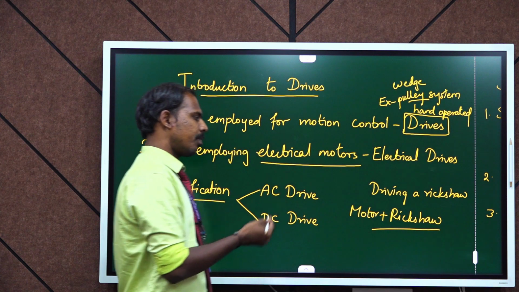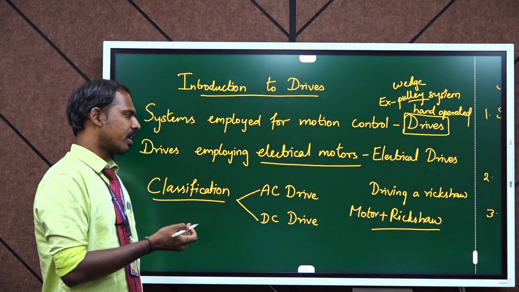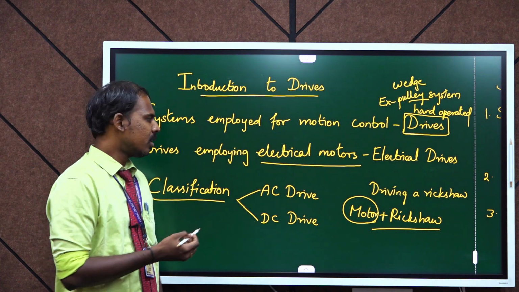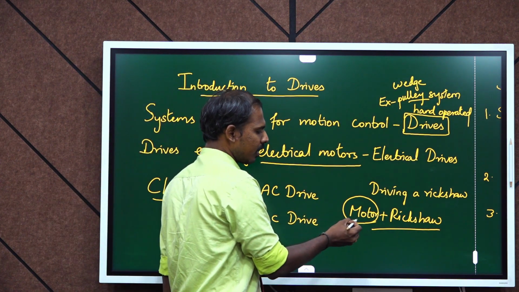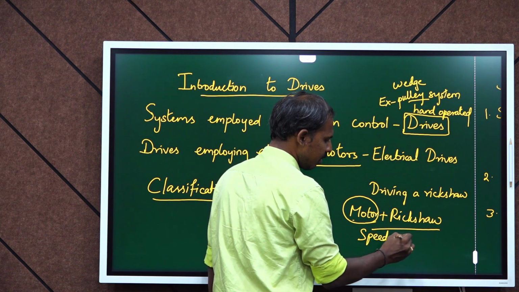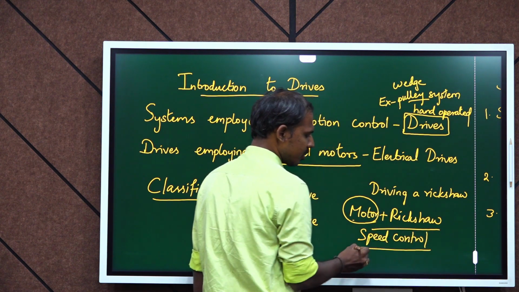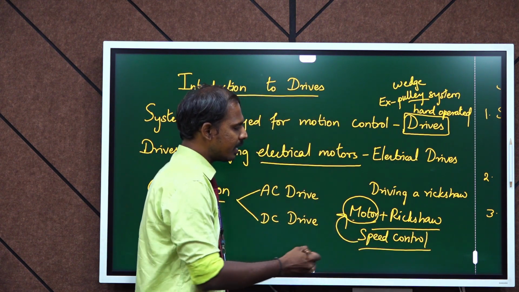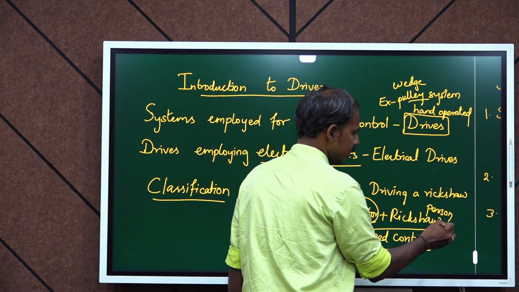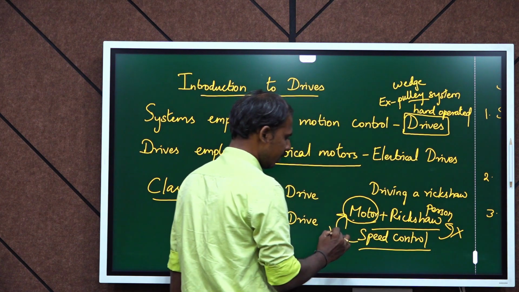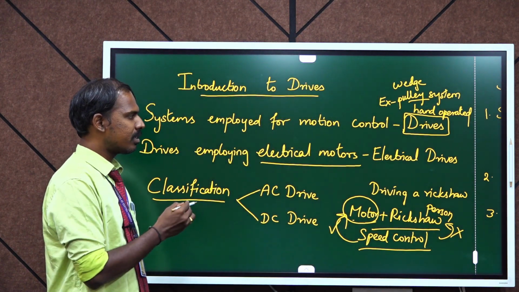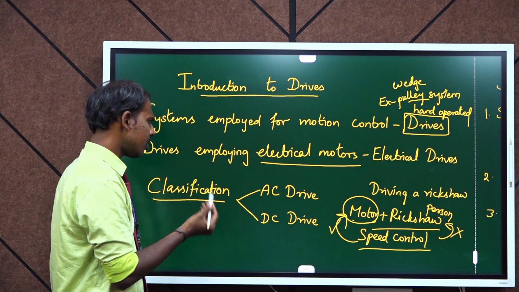So the person who is driving the rickshaw can use the help of a motor and he can drive the rickshaw. So if I am utilizing this motor, the speed control of the rickshaw will depend on the motor. The speed control will depend only on the motor instead of the person driving the rickshaw. So it will depend only on this motor segment. So those segments are called electrical drives.